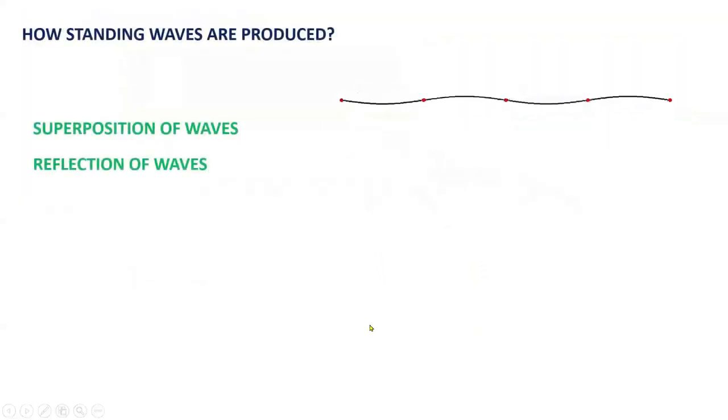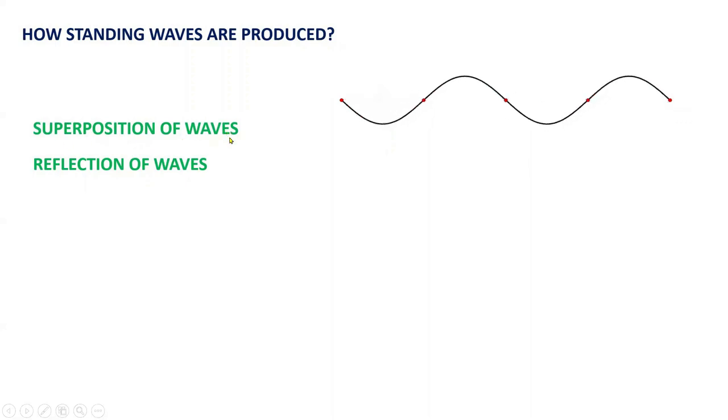All right. Now, the next concept is how are the standing waves produced? To answer that question, we need to understand two subtopics first, which are superposition of waves and reflection of the waves. Let's start with superposition first. Have a look at this animation.